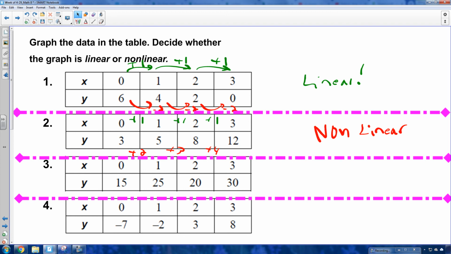We know this is nonlinear because it doesn't go up by the same amount. It's all over the map. And try to think of what the last one is. I'll see you in a second.